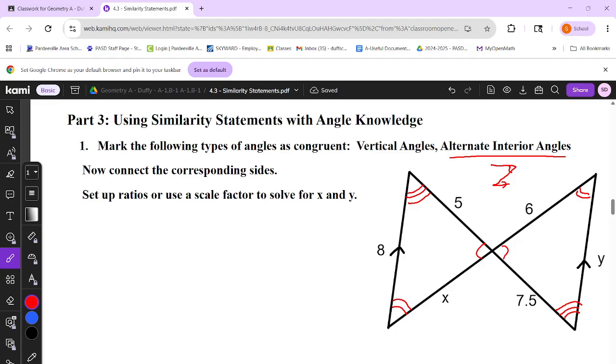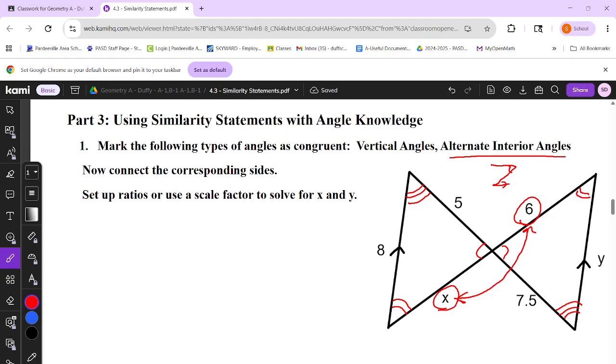Now that I can see which angles are equal to each other, I can see which sides will correspond to each other. If I look at the angles, I have one arc here, two arcs right there, and in between that is my x side. I look over here at the triangle on the right, and I look for one arc and two arcs. The side between those is your 6, so x actually corresponds to the 6 side.